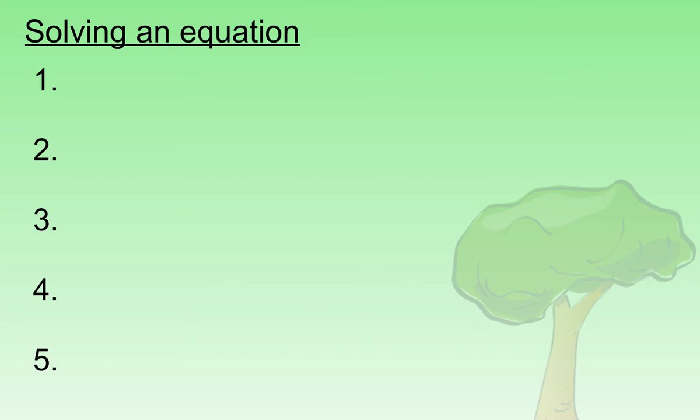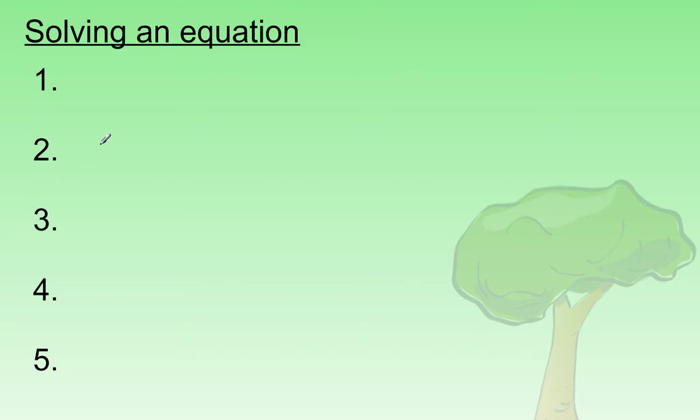So, in our vocabulary box, we just have this one thing that says solving an equation, and it gives us our 5 steps. Now, you may be familiar with 4 of the 5 steps by now, and you can probably guess what the other step is. So let's start at the top and work our way down and fill in these steps.